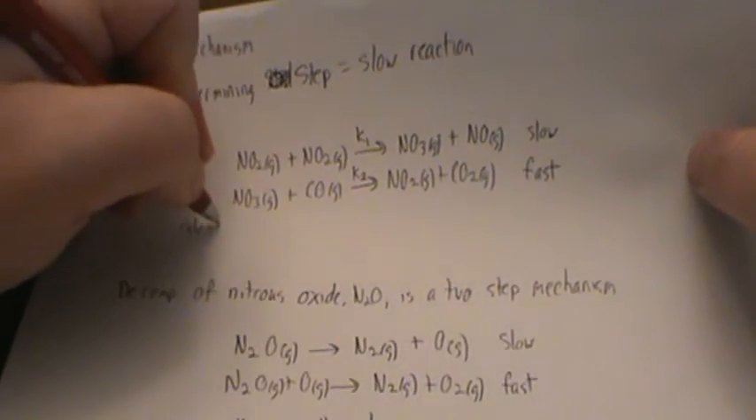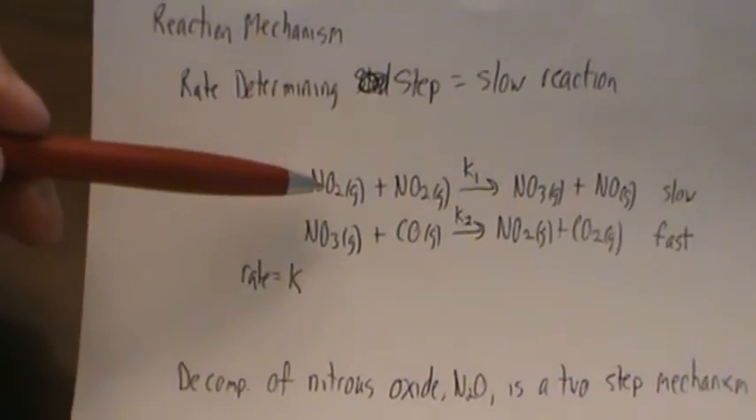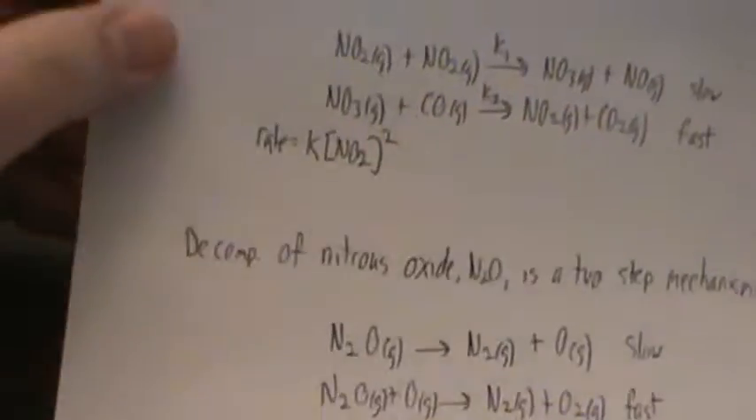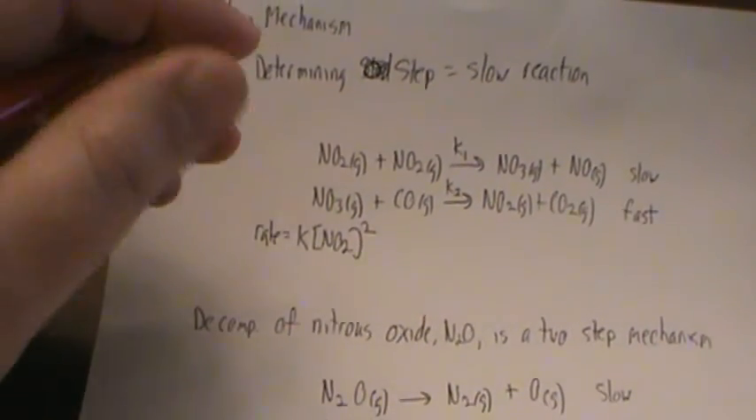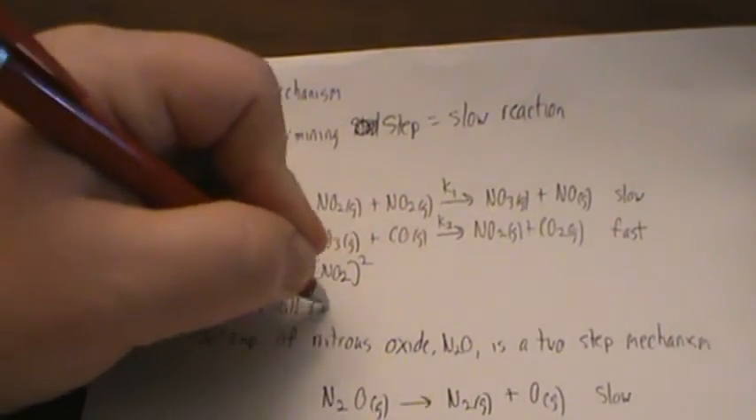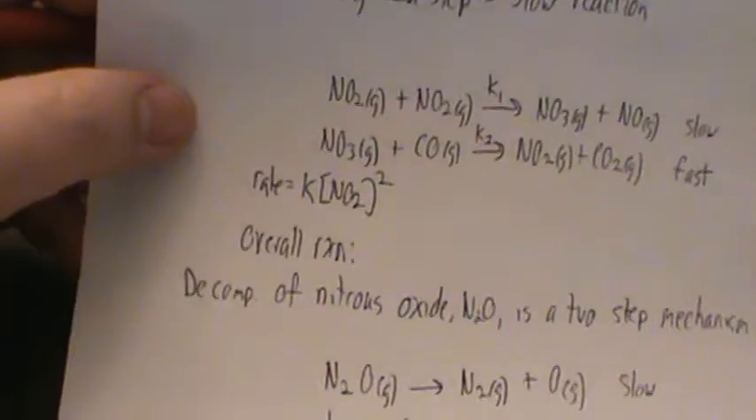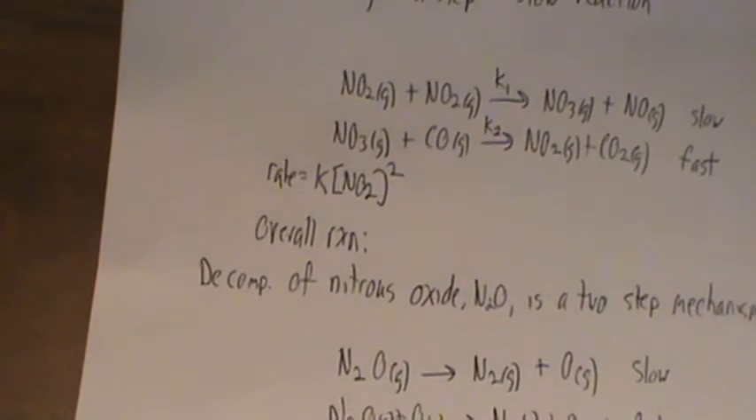So for the rate determining step, rate is equal to K times, now we look at our reactants because that's what we look at for this. We have NO2 plus NO2. So we can take K times NO2 squared. Now if we want to find out what the overall reaction is, it's kind of like what we're doing with Hess's law. If we have something on both the left-hand side and the right-hand side, we can cancel those things out.